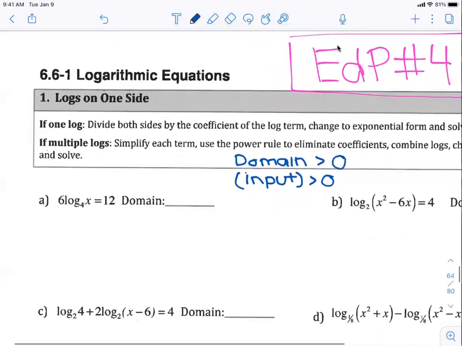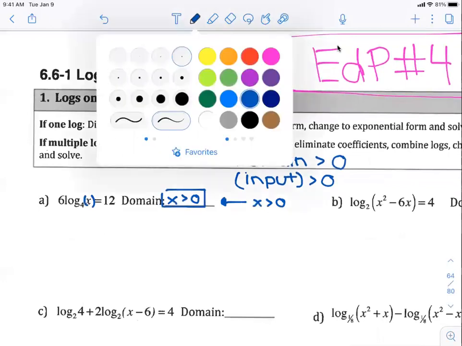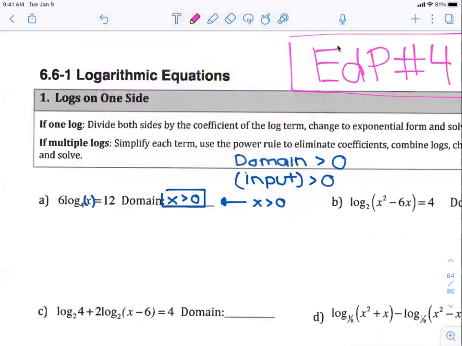So for example, this one, the input is x. So the domain is going to be x is greater than 0. There's no work to solve for that one. That one is just what it is. Now we're actually going to find out what x is. X has to be greater than 0 or we have to throw out the answer. So what we're going to go ahead and do is isolate the log. So I'm going to divide by 6 to both sides. That's going to give me log base 4 of x equals 2.